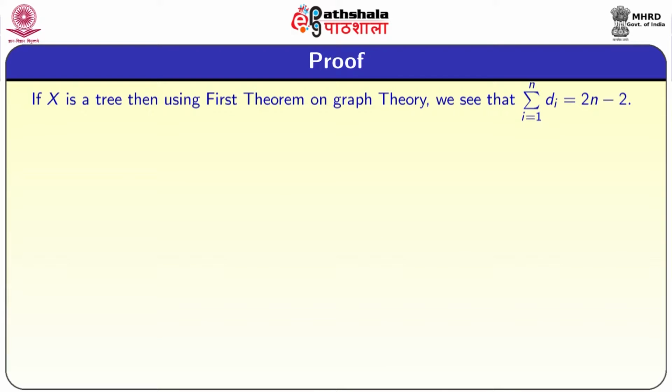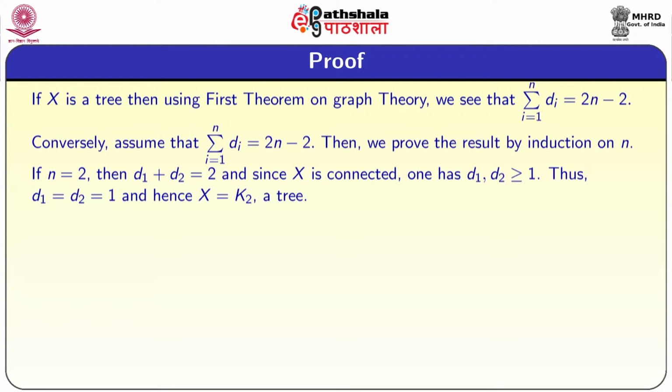So the proof goes like this. If X is a tree, then using the first theorem on graph theory, we see that the summation i equal to 1 to n, di is equal to 2n minus 2. It is because a tree has n minus 1 edges. Conversely, suppose that the summation i equal to 1 to n, di is equal to 2n minus 2, then we have to show that X is a tree.